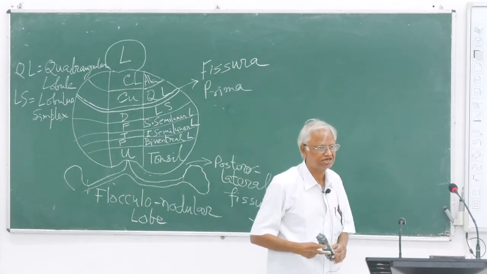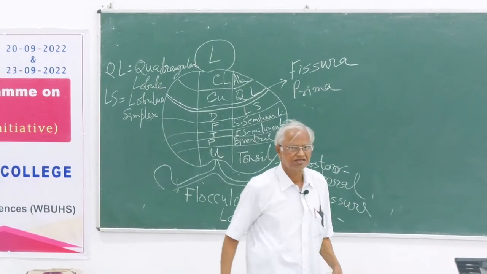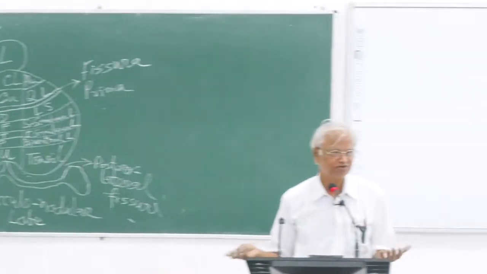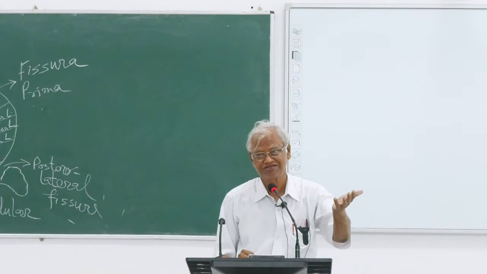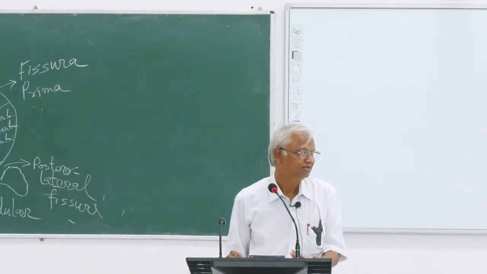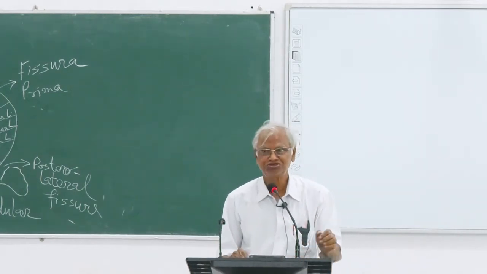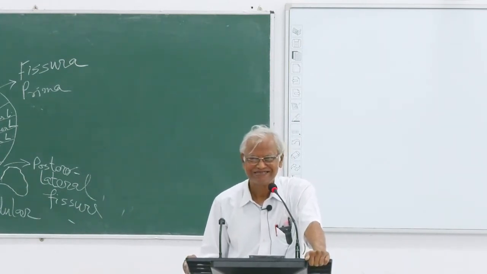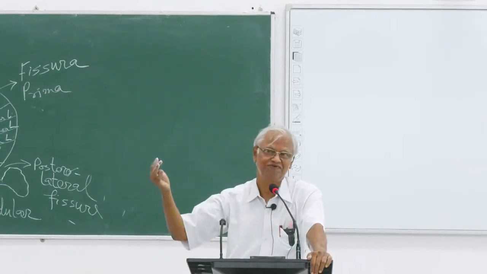What do you mean by the term phylogenetic? That is evolution. Evolution wise, which one comes first, which one comes next? Evolution and development both mimic each other. Who said ontogeny repeats phylogeny? Yes, Haeckel's law, ontogeny repeats phylogeny.